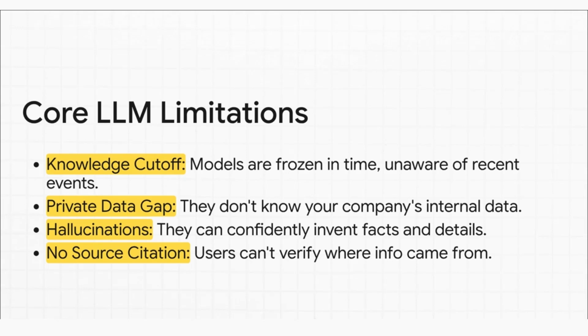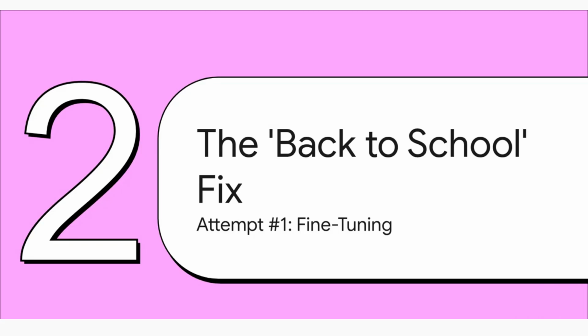Third, like we just saw, hallucinations. Models are built on probability, so to fill a gap in their knowledge, they'll just invent an answer that sounds plausible. And last but not least, they can't tell you where they got their info. There are no footnotes, no source citations, and that makes it almost impossible to trust or verify what they're saying. So yeah, they're incredibly smart, but they're also fundamentally flawed. So, how do we fix this mess?